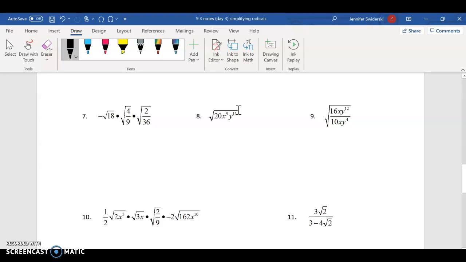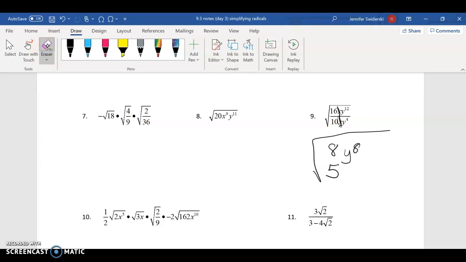9, take a look at it. You can already simplify some of this. I'm going to divide the top and bottom by 2. So I'm going to get 8 over 5. These x's eliminate with my exponent property. Y to the 12th minus y to the 4th is going to give me y to the 8th up top. This is all still in the square root bracket.